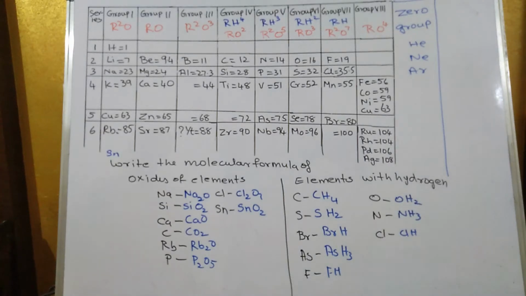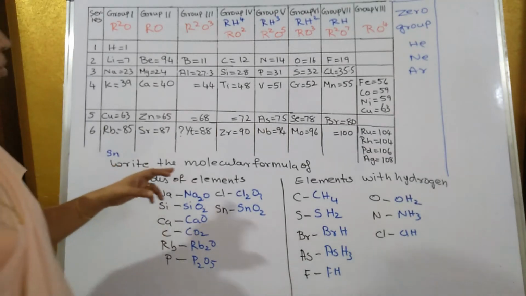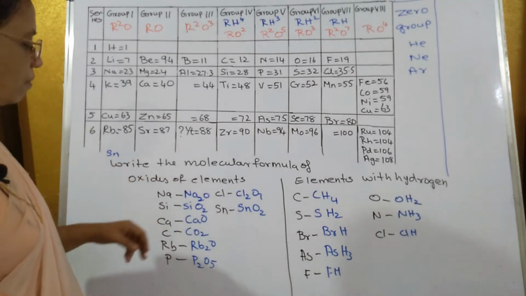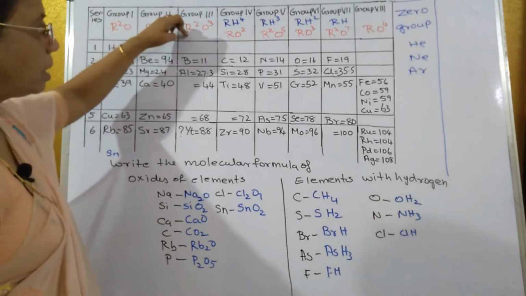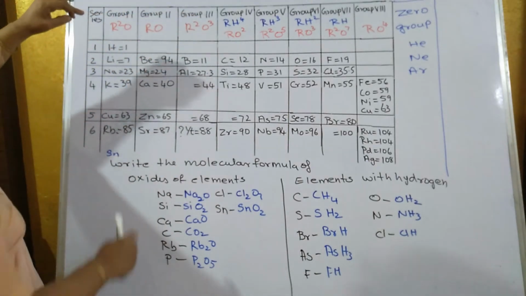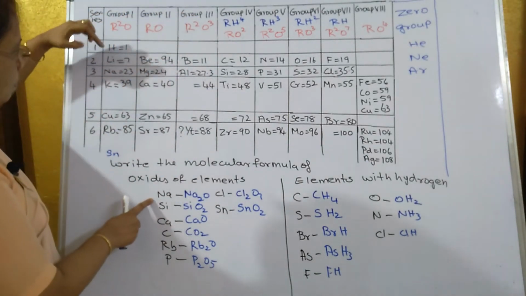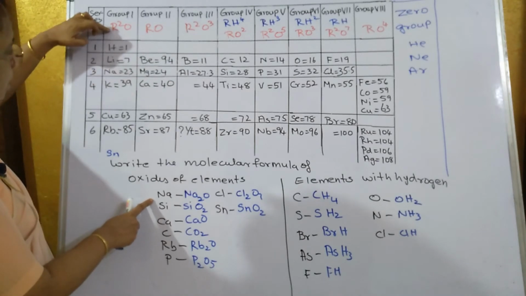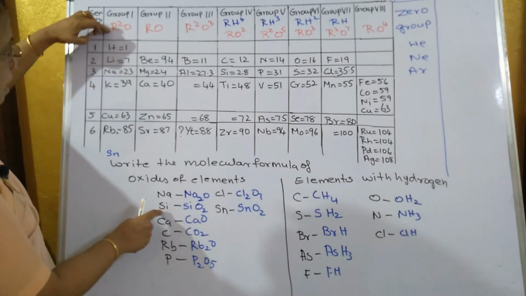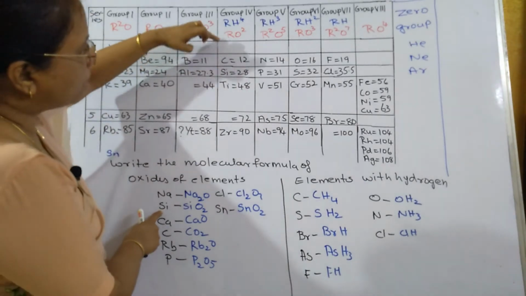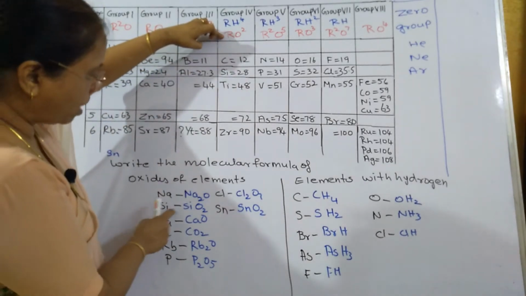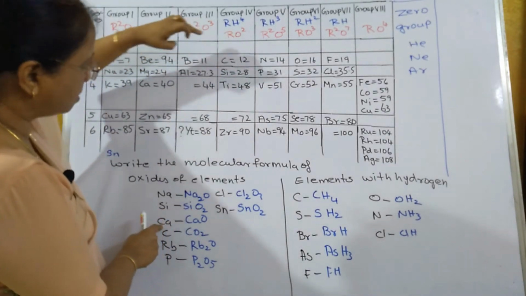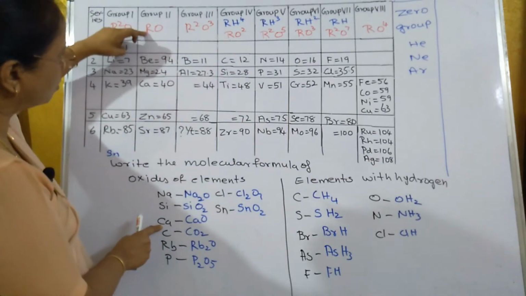Now on page number 20 there is a question: write the molecular formula of oxides of elements. Looking at this you can write down the molecular formula. Na comes over here, so what will this be? Na2O. Si will come over here, Si is RO2, so SiO2. Same way Ca will come over here, so CaO.